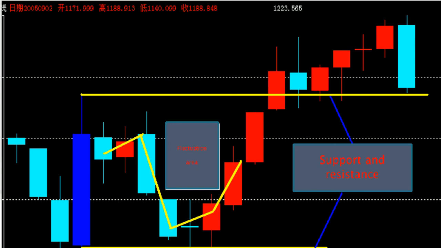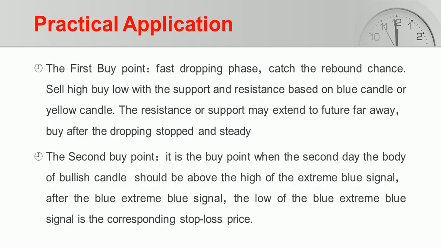Okay. So let's see the next one. Practical application. The first buy point. Fast dropping can catch the rebound chance. Sell high, buy low, with the support and resistance based on the blue candlestick or yellow candlestick. The resistance or support may extend to further far away. Buy after dropping stops or is unsteady. Later I will show you how to judge. So let's see the contents first.